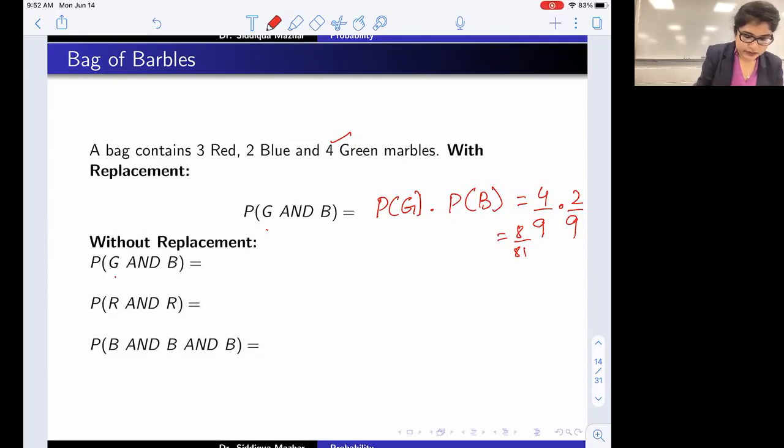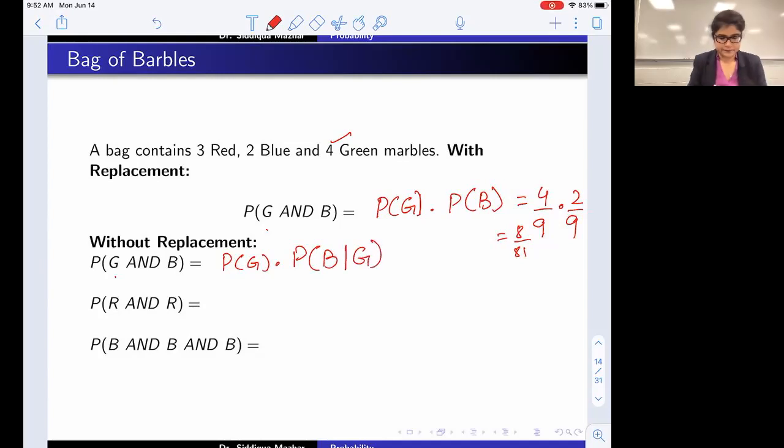So what will it be? These are dependent events without replacement. You are doing the probability of finding a green ball multiplied by the probability of finding a blue ball, given that finding green has already happened. So in the first experiment, what is the probability of finding green? It is 4 by 9, multiplied by the probability of finding blue, but after finding that green ball, I'm not putting it back into my sample space. So the rest of the balls will be 8, from 9 to 8, in the second experiment.